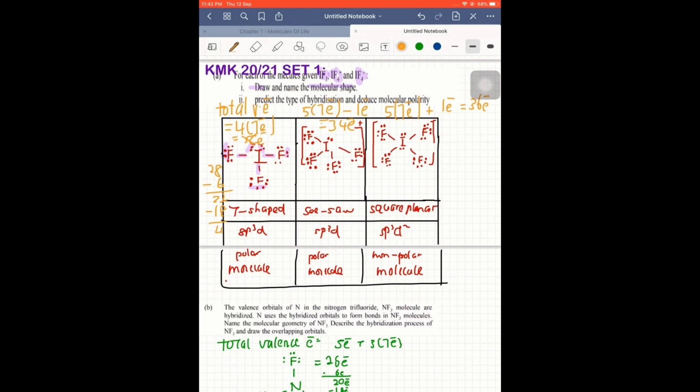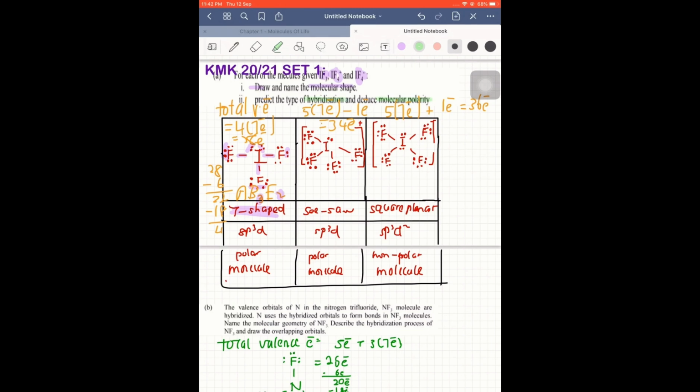So the next step: what is the electron pair arrangement? It is AB3E2. So the EPA is trigonal bipyramidal. The actual molecular shape is T-shape. Why T-shape? Because it has 2 lone pairs and 3 terminal atoms, so it is T-shape.